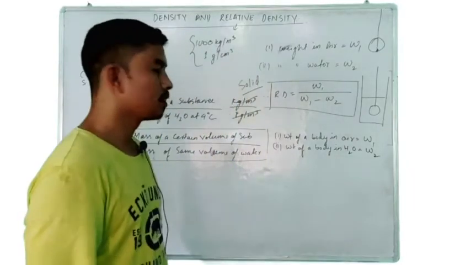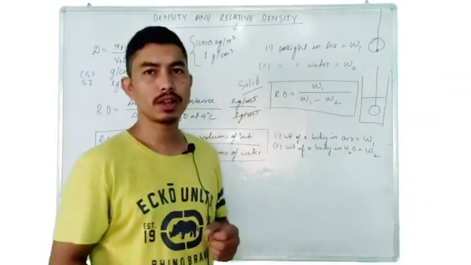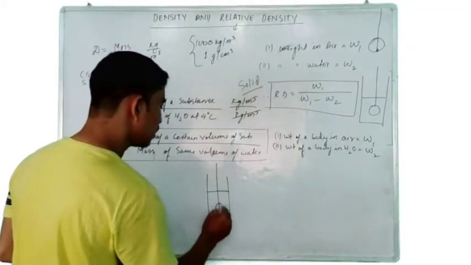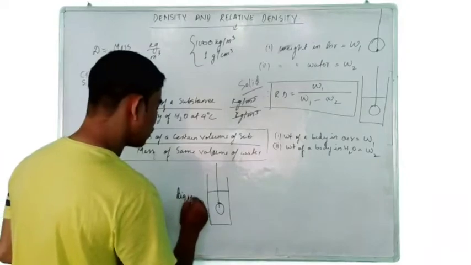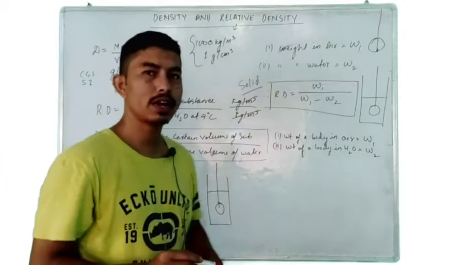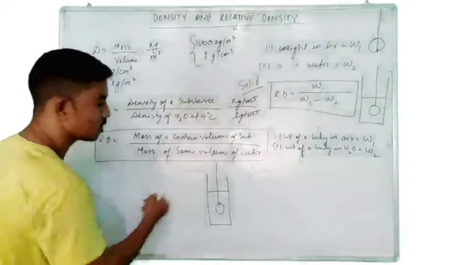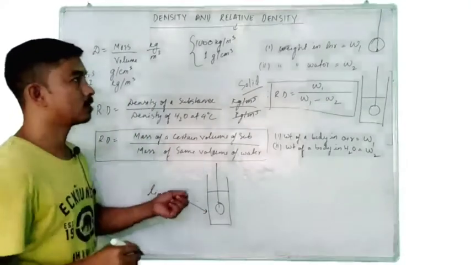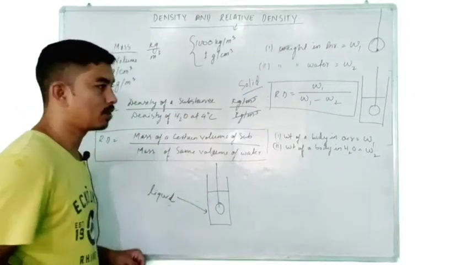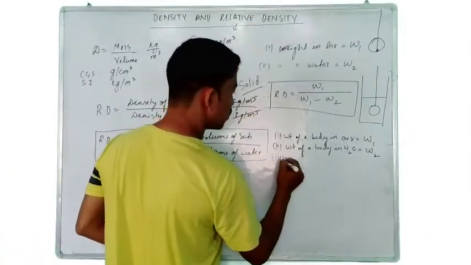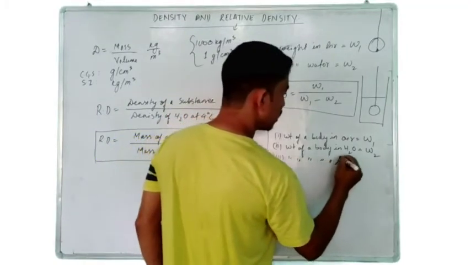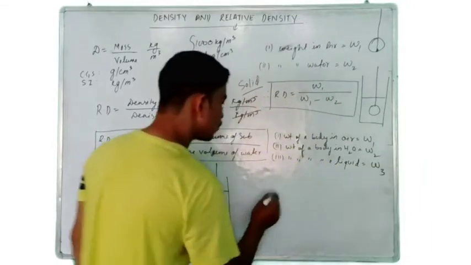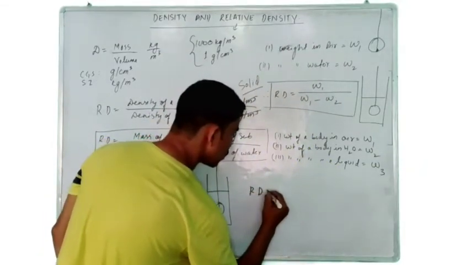Then finally, whichever liquid you are given to find the relative density, I'll take that same object and immerse it in the given liquid. Maybe it is glycerin or any other substance. So let the third observation be the weight of the body in the liquid. Let that be W3.